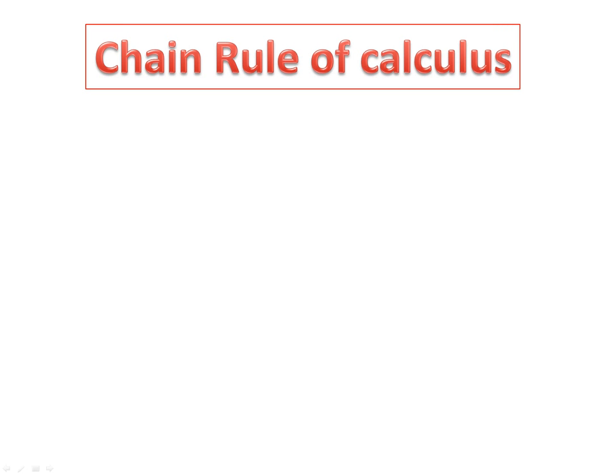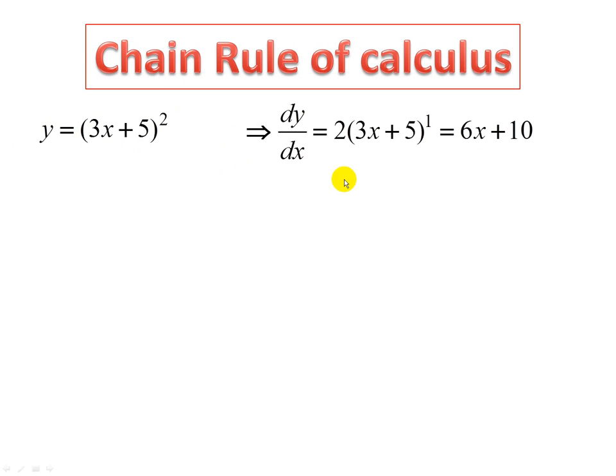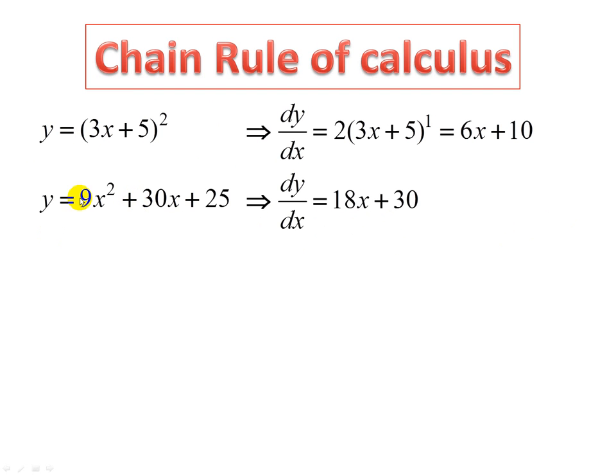Chain rule of calculus. Let's pretend that you haven't been taught that you have to multiply functions out first. That means if I have to differentiate this, that's easy. All I do is multiply down and that becomes 1 less. There we are, 6x plus 10. If we differentiate that expression, we end up with that, 18x plus 30. There we are. But hang on, that and that are the same thing.